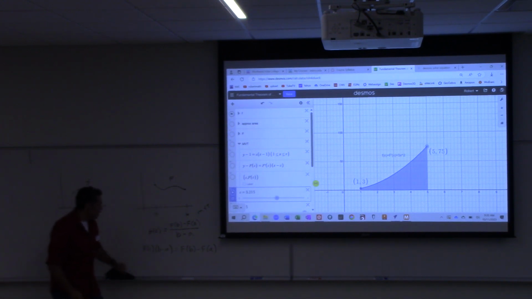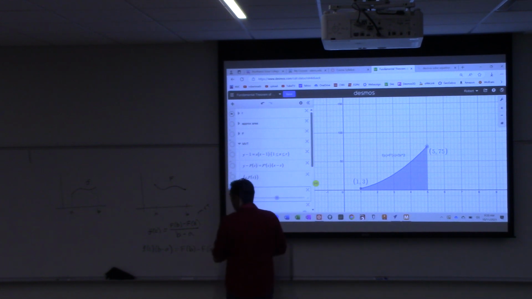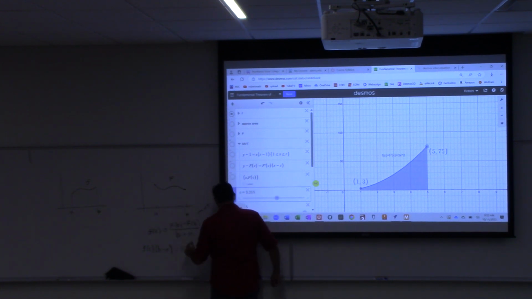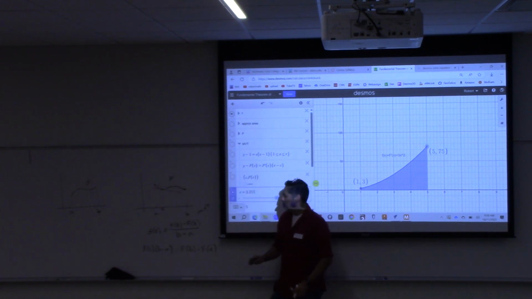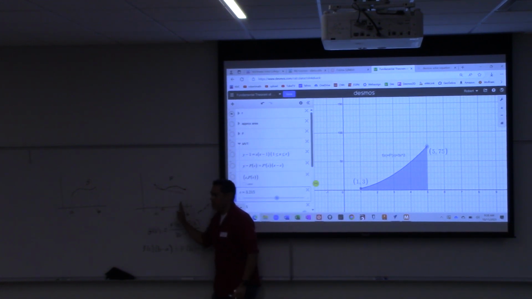Okay. I want you to think about what this is saying. Remember, there's some c in here, somewhere in here, right? We don't know where it is. That if you connect this together, right? There's some c, I'm just going to say about right here. There's some c right in here where that slope of the tangent line is parallel, yes? That c lives between a and b, right? What is this? What is f of c times b minus a? Well, what's b minus a?